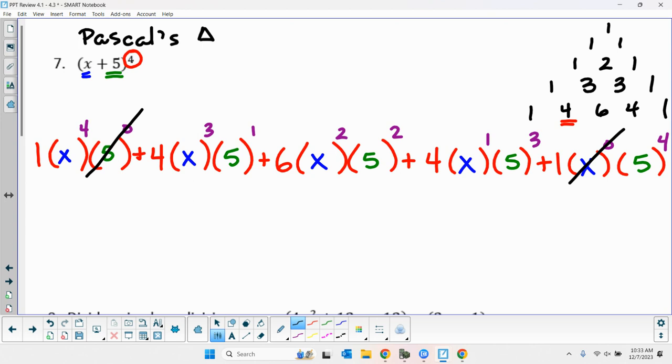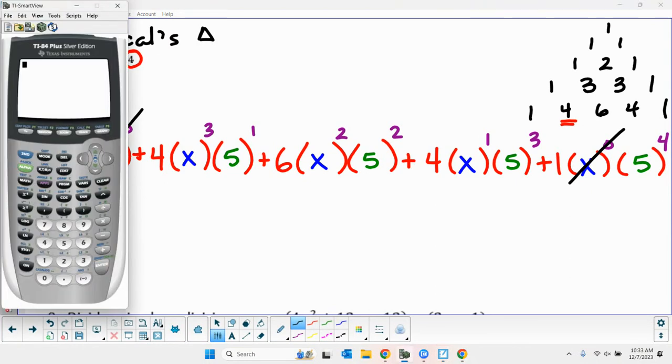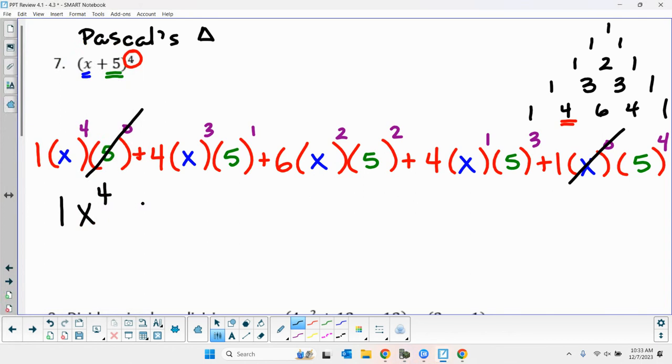So all this is 1 to the 4th. What's 1 to any power? 1, right? So this is just 1 x to what power? The 4th. All right. Then I'm going to put 4, and then remember where that x is a 1 in front of it to the 3rd, and then 5 to the 1st. That gives us a positive 20. So I'm going to put plus 20, and then I'm going to look at my exponent.